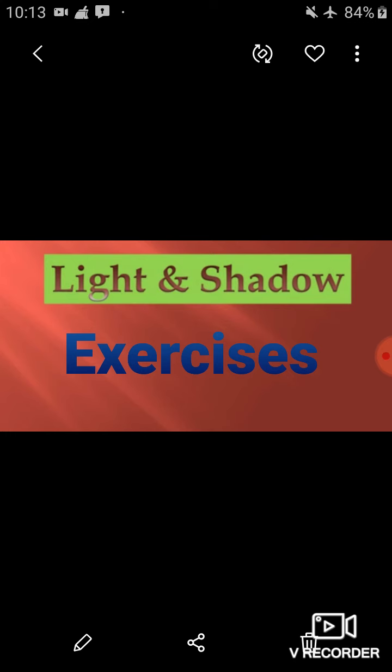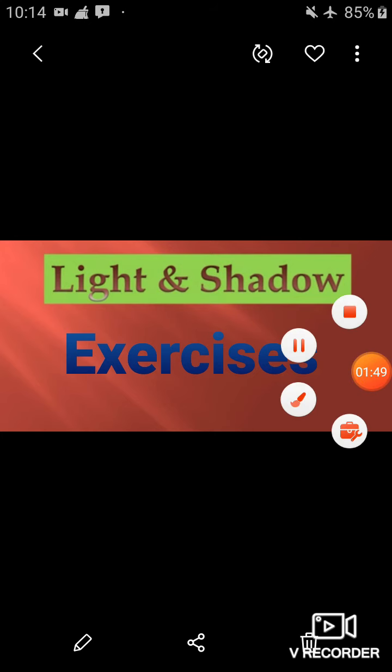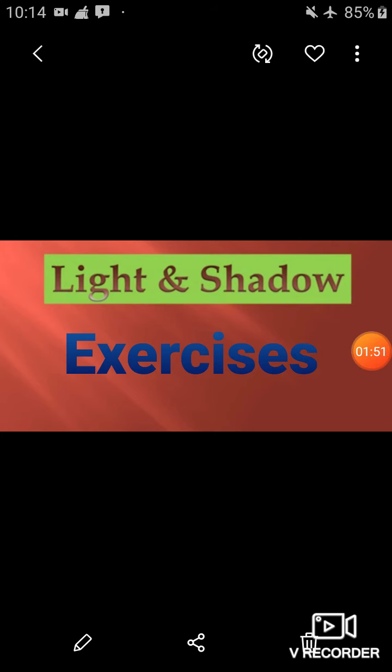A shadow can form on the ground, a wall, or any other object. And the main point is that a shadow is always formed on the opposite side of the source of light. Do you know what a source of light is? Things that give us light are called sources of light.